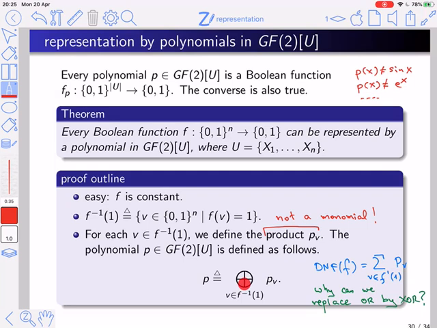Now this looks very similar to something that we already did. We defined the DNF formula that expresses f to be the sum of the same products. So here we're replacing the summation, which in fact means an OR, right? In the context of DNF, this summation was an OR. And in the context of polynomials, this summation is XOR.